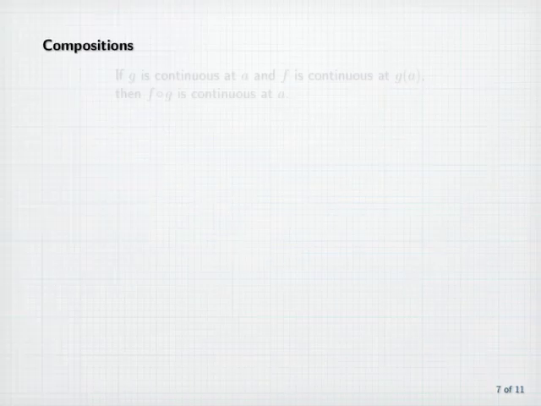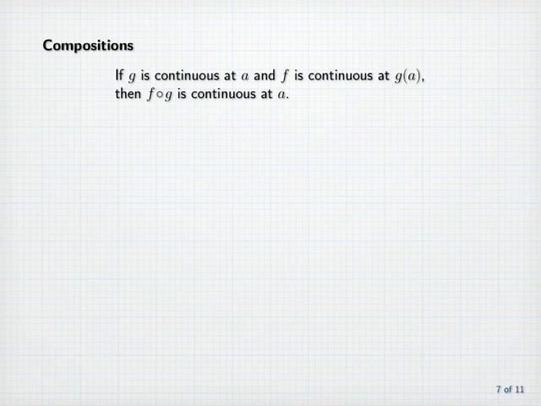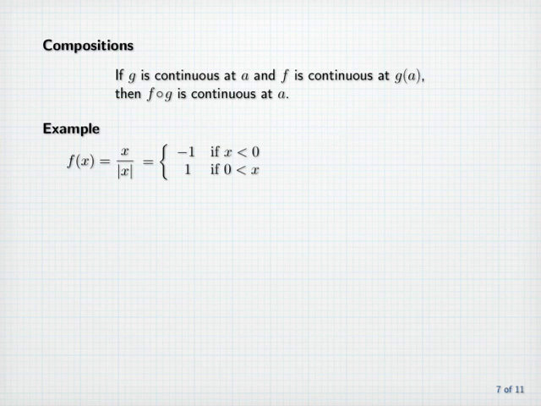Compositions. As we stated previously, if g is continuous at a, and if f is continuous at g of a, then f composed with g is continuous at a. Now let's look at an example to illustrate this. Let f of x equal x divided by the absolute value of x. The value of this function is minus 1 whenever x is less than 0, and plus 1 whenever x is greater than 0. The graph of f looks like this.